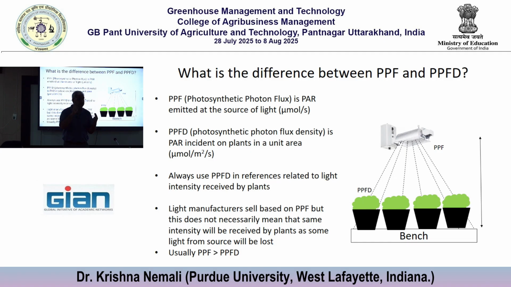What you are interested in is PPFD, which is the intensity, micromoles per meter square per second, whereas the companies sell it as micromoles per second. They don't normalize for meter square area. They are giving you some numbers right below the lamp, a standard value. Remember the difference.